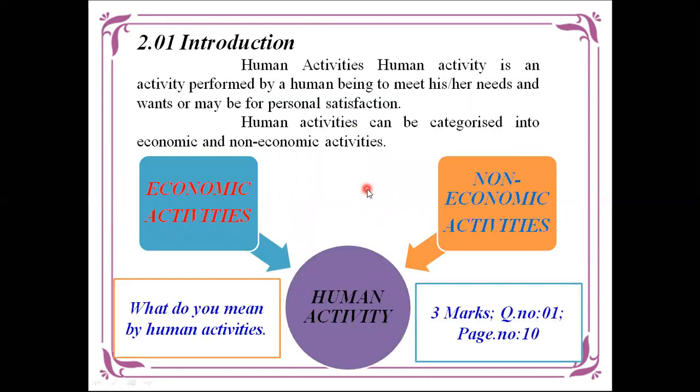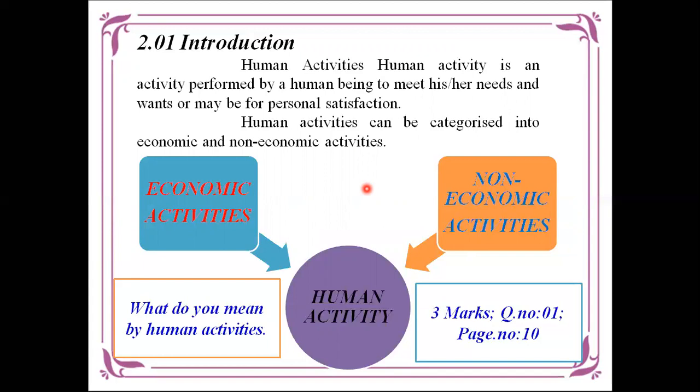Introduction. Now we go to the introduction part. Human activities. A human activity is an activity performed by a human being to meet his or her needs and wants, or for personal satisfaction. When we satisfy his or her needs or wants, it is called human activity.